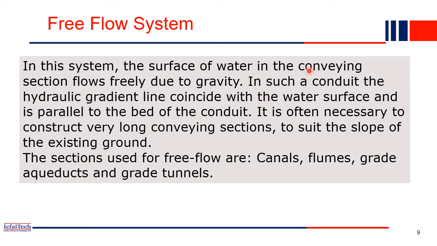The surface water is conveyed in a section that flows freely due to gravity, right? We make the canals, so from this canal water will be flowing. And the surface is open, right? That's why we call it a free flow system. In a free flow system, it is often necessary to construct very long conveying sections to suit the slope of the existing ground. So in the free flow system, we use gravity itself, because here this is the river, okay, and we make this type of canals from the river, right? And the slope should be downward, only then will water flow here, right?